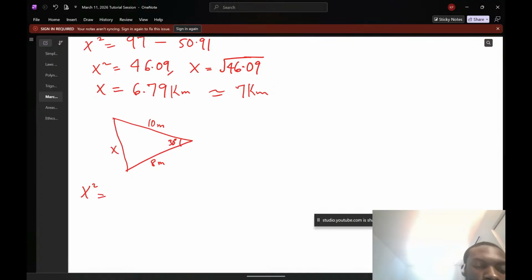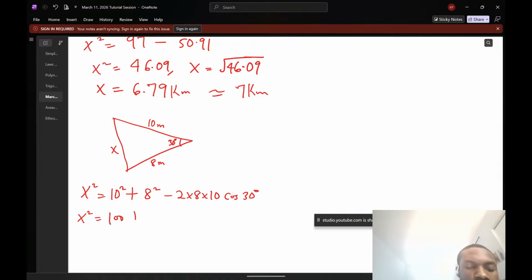So X squared is equal to 10 squared plus 8 squared minus 2 times 8 times 10 cos 30 degrees. So 10 squared, that's 10 times 10 is 100, plus 8 squared, 8 times 8 is 64, minus 2 times 8 is 16. 16 times 10 is 160 cos 30 degrees. 100 plus 64 is 164. So now we have 160 cos 30 degrees.